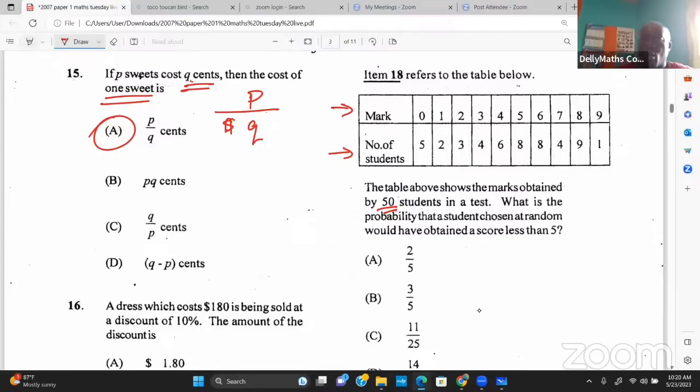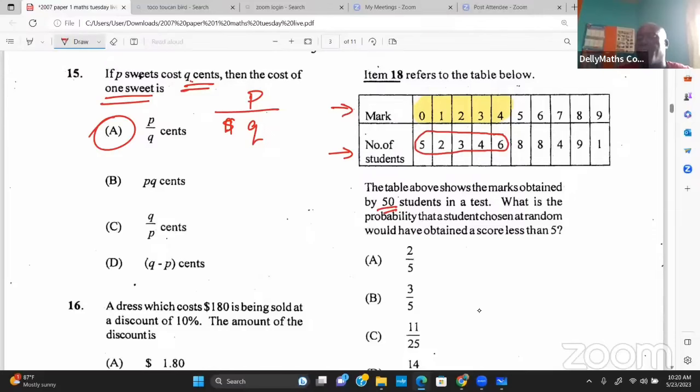So we want to go where the scores are. This is 5, but they want less than 5. So less than 5 would be 4, 3, 2, 1, even 0, right? So we have some students who got 0. So we're going to focus on this section, but you want to focus on the number of students. So we want to total that.